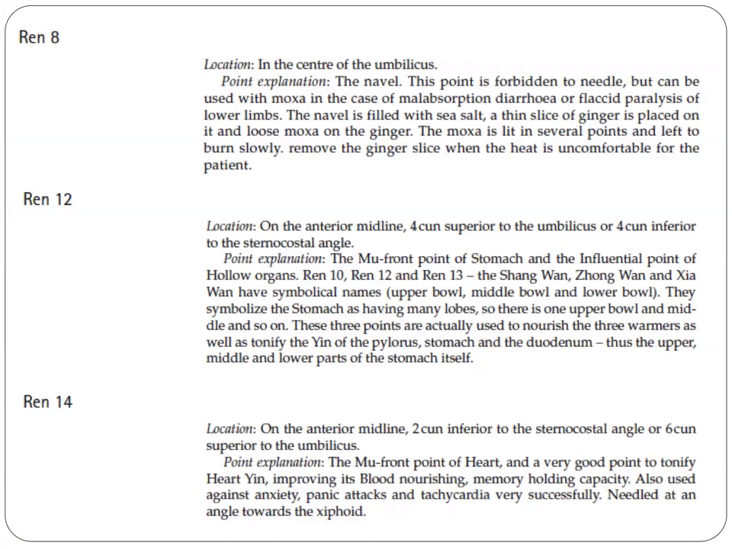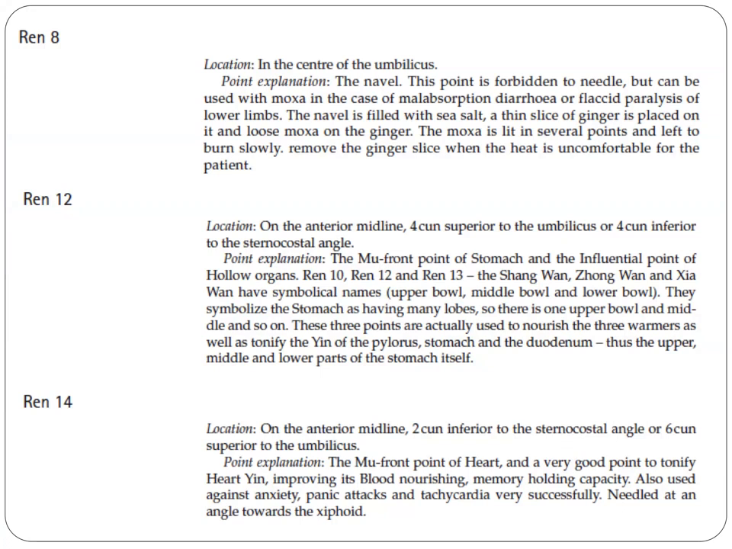REN8 is located in the center of the umbilicus. So REN8 is located at the navel. This point is forbidden to needle but can be used with moxa in the case of malabsorption diarrhea or flaccid paralysis of the lower limbs.